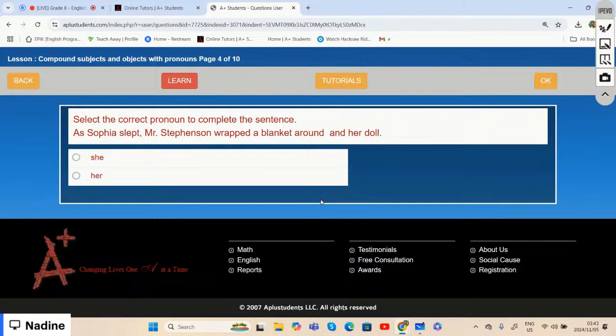All right, the next one says, as Sophia slept, Mr. Stephenson wrapped a blanket around she and her doll, or around her and her doll. She, option one, and her doll, or her, option two, and her doll. Which one is correct?